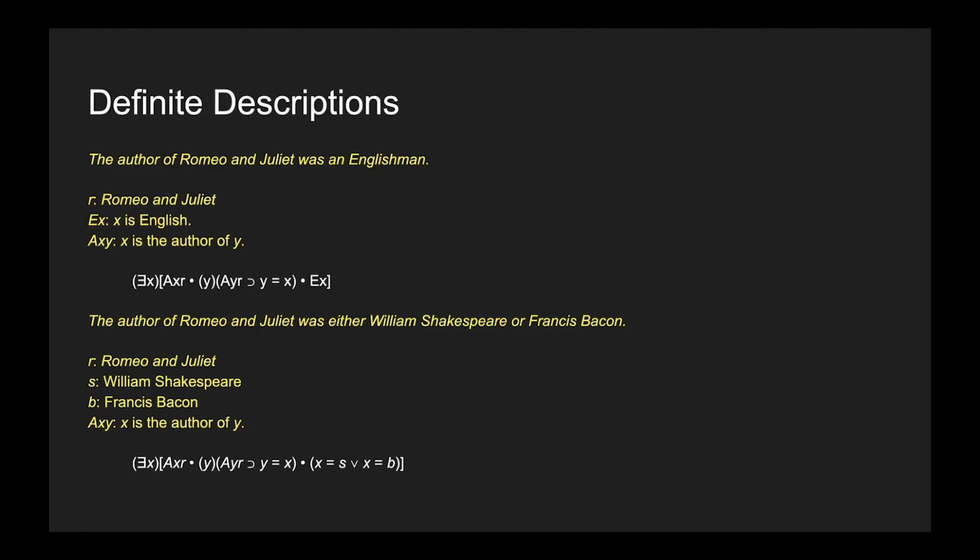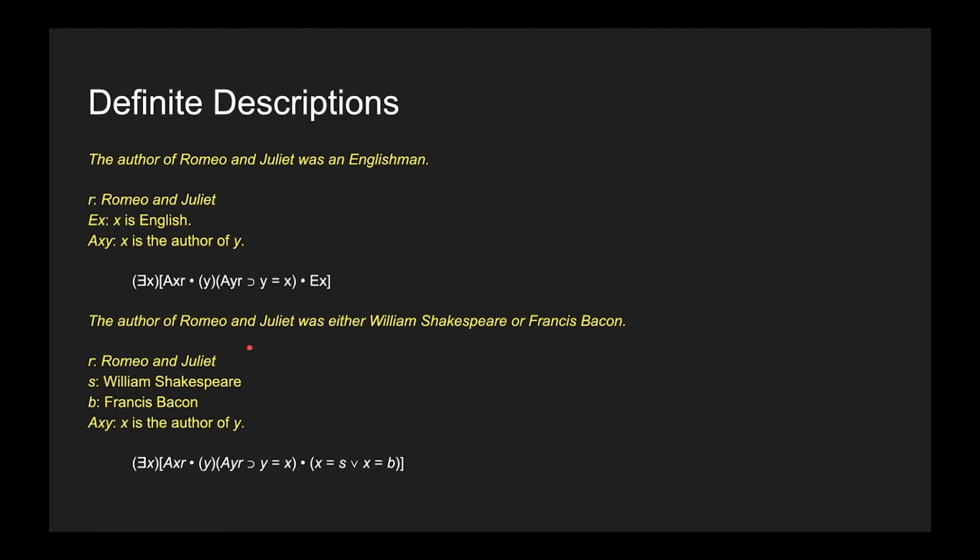And now finally, we need to say what we're claiming about that person, which is that they're English. So we have this predicate Ex, x is English. So in addition to the fact that there's an author of Romeo and Juliet, and there's only one author of Romeo and Juliet, that x, that object we defined with this existential quantifier, is English. That's what's going on in the right-hand conjunct inside that existential statement. Let's look at the next example.